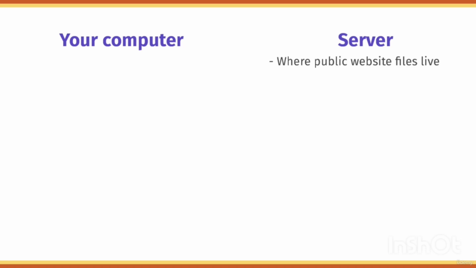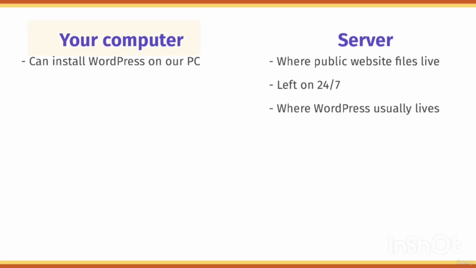Now, the files that make up a website usually live on a server that a web host company maintains. The web host company leaves that server computer on 24 hours a day, 7 days a week, so that people can access your website around the clock. And that means that WordPress and our websites usually live on a server, not on our personal computers. However, it is possible to install WordPress on our personal computers. And that will allow us to create WordPress websites even when we don't have an internet connection.